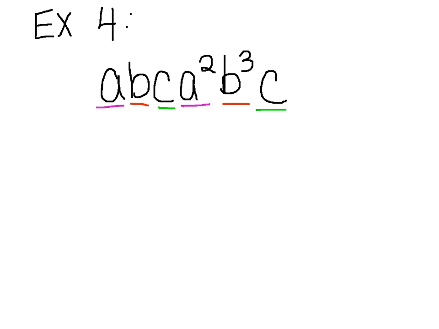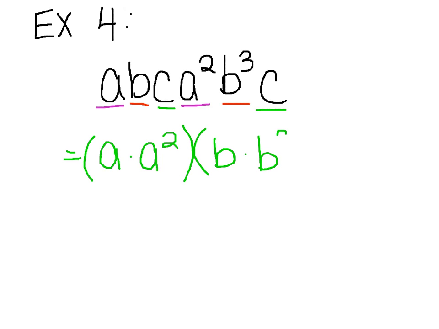So let's put that in order. We have a times a squared. We have b times b cubed. And we have c times c. Notice I'm not doing any math yet. I'm just putting the A's together, the B's together, the C's together. What's great about doing this is that then we have the same base, and remember, no exponents, so that means exponent of 1, exponent of 1, exponent of 1, exponent of 1.